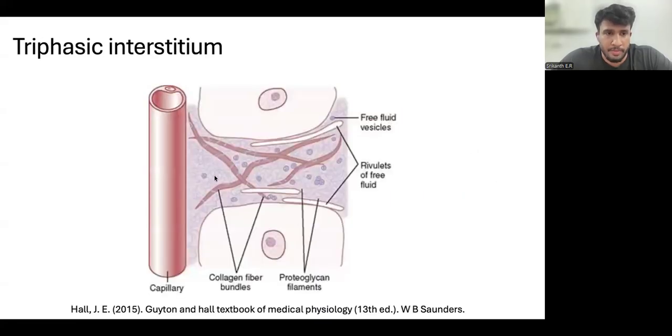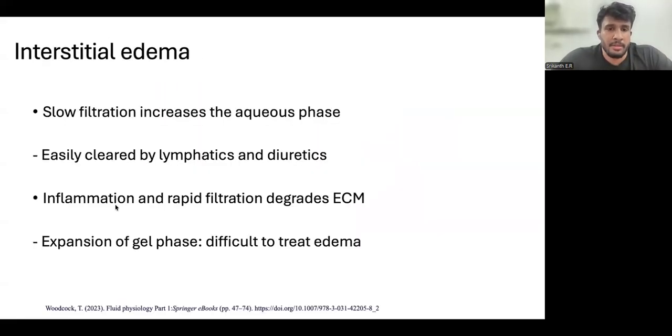So this is the diagram from Guyton and others. You can see that there are free fluid vesicles within the interstitium, which form the free flowing phase. There's a gel-like gelatinous phase, and then there's a collagen phase in between. So normal fluid exchange is not as simple as just the interstitial volume expanding. If you have slow filtration, it increases only the aqueous phase, so this can be easily cleared by lymphatics and diuretics. However, when you have sudden inflammation and rapid filtration, this degrades the extracellular matrix, and that ends up causing expansion of the gel phase. This causes a very difficult to treat edema.